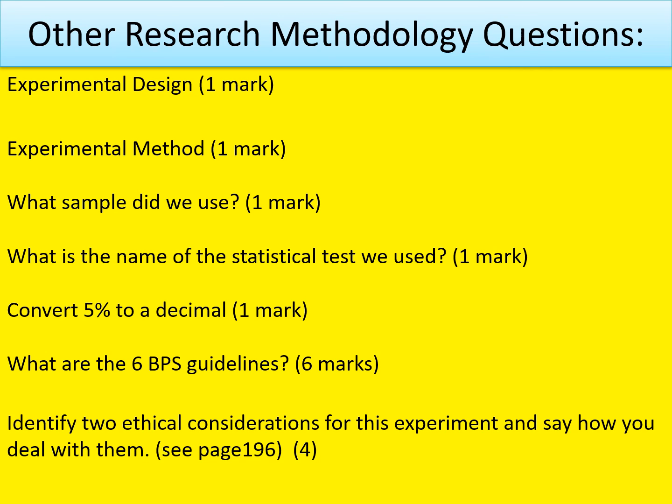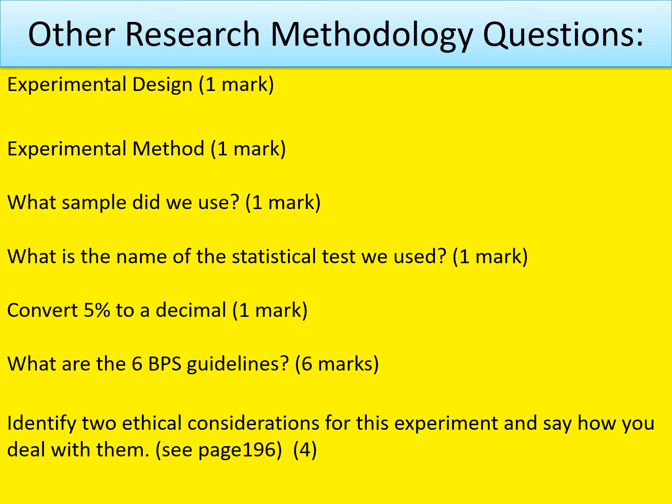In our experiment, what was our experimental design? What was our experimental method? What sample did we use? What's the name of the stats test that we use? Convert 5% to a decimal. What are the 6 BPS guidelines? And identify 2 ethical considerations for this experiment and say how you would deal with them. And if you need to check on ethics again, it's page 196 in the Complete Companion.